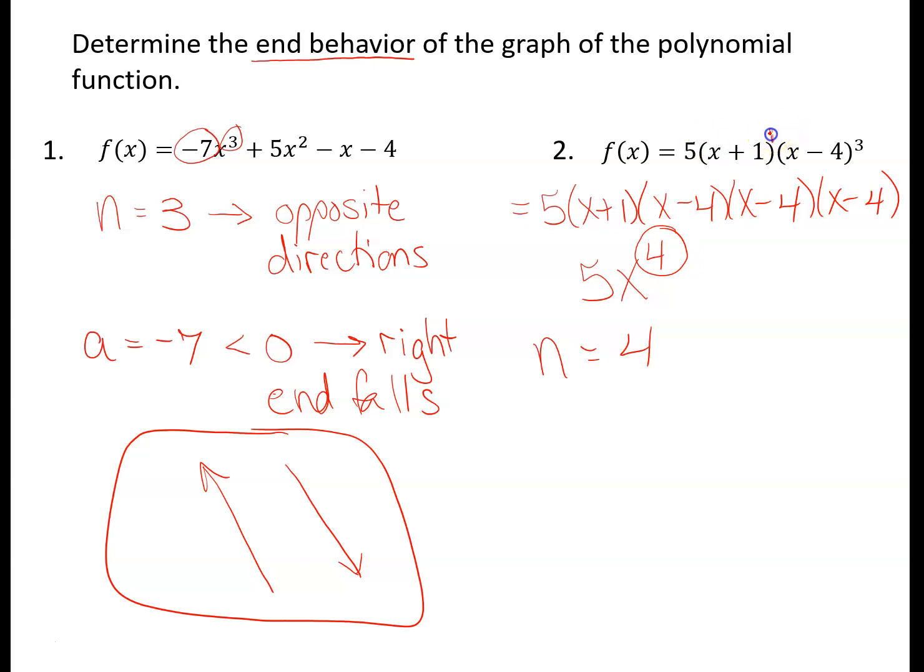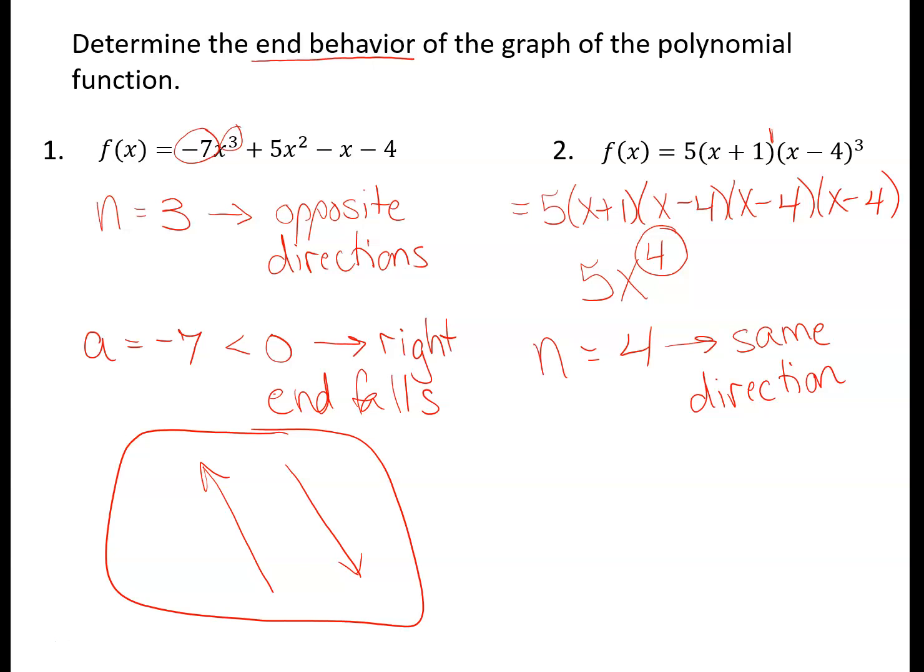Now, you could also get that by just adding the exponents of your factors. This x plus 1 is 1, and then you've got your 3 here. If you add the 1 plus 3, that would give you your degree. So it is not necessary to actually fully multiply all of those out. But n is 4, it's even, so that tells me the ends are going to go in the same direction. Both ends go in the same direction.